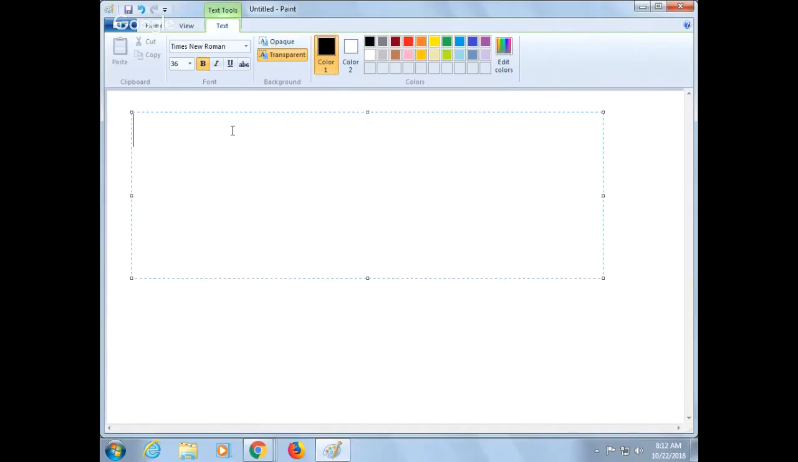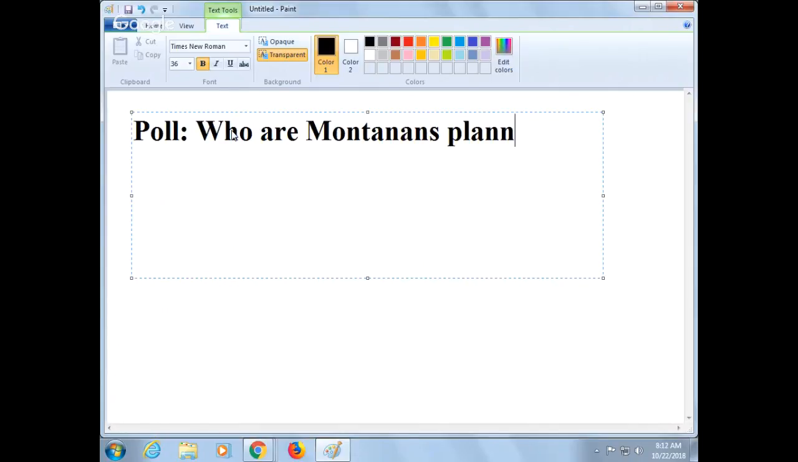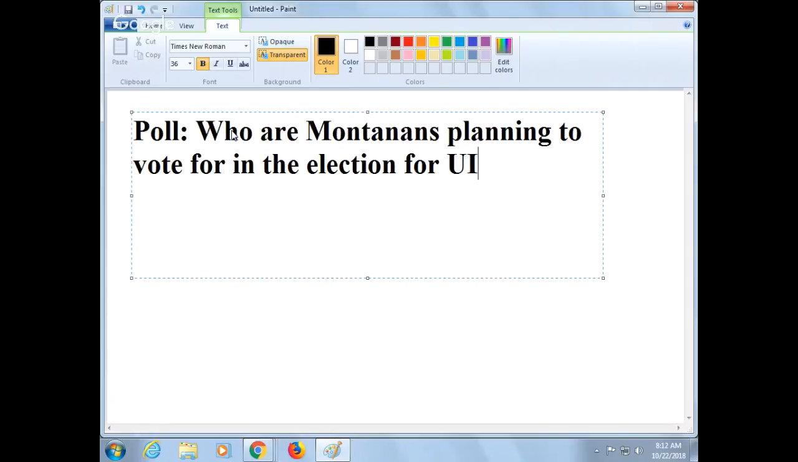Okay, so for this example, we're going to poll to find out who Montanans are planning to vote for in the election for U.S. representative.